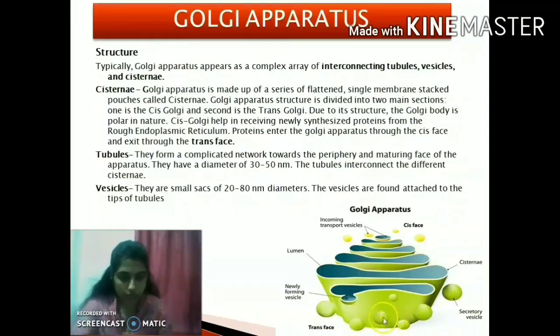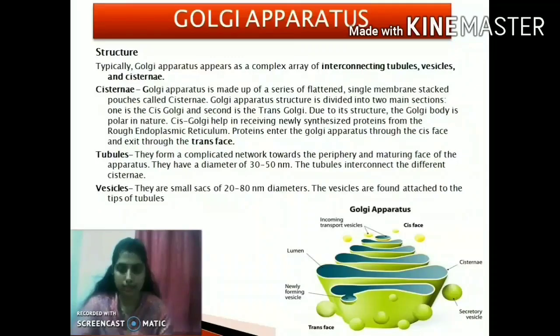Circular or oval-shaped structures, these are nothing but the secretory vesicles, inside of which the proteins are packed, and ultimately these vesicles take the proteins outside the trans phase of the Golgi apparatus. Am I clear? So the Golgi apparatus can be divided into three main parts.